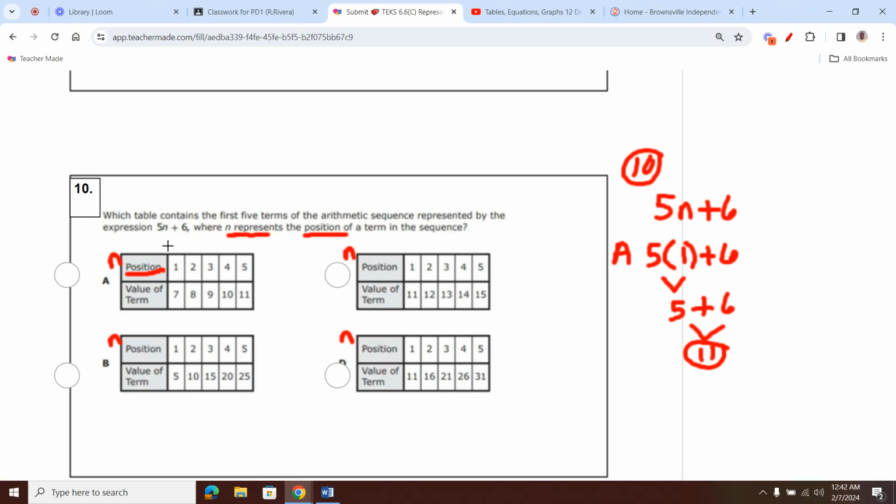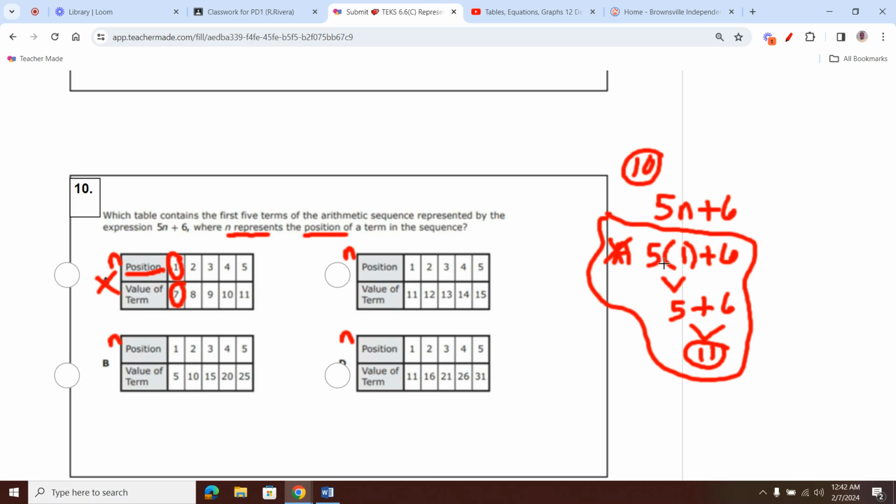Now letter A. If n is 1, you see the n is 1. The y should be what? 11. And guess what they have? They have 7. That's why that one is wrong. So letter A is wrong. Then what you do? You will just put a box around letter A. And now let's do letter B, which is this one.